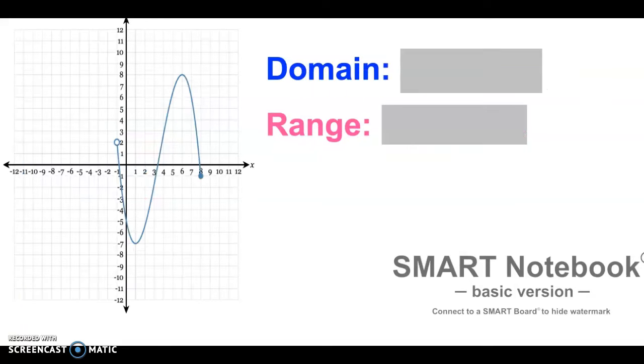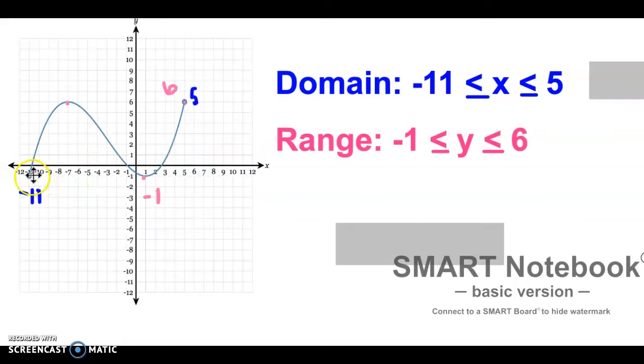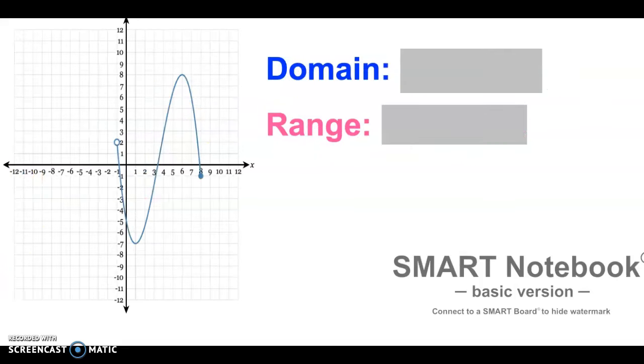All right, now let's look at another example. This one right away, you're going to notice a difference because on the first example, we had 2 filled in circles at the beginning and end of our function. Now we don't have 2 filled in circles anymore. We have an open circle and a closed circle. So when we're finding the domain, this open circle is going to play a part in that.